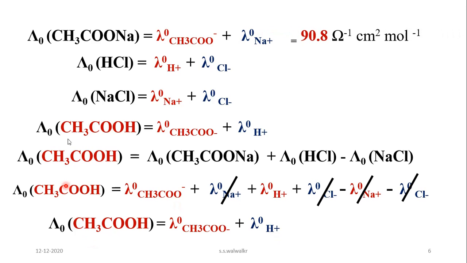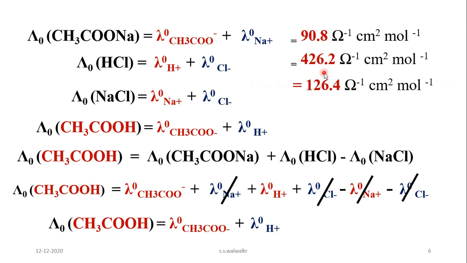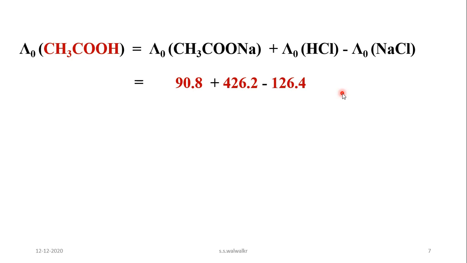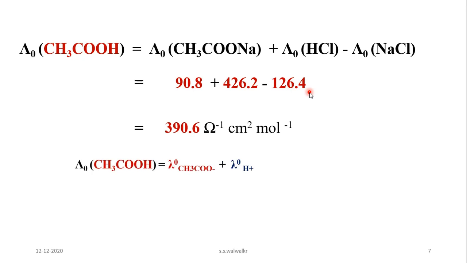The values of lambda 0 of sodium acetate are given as 90.8, lambda 0 of HCl is 426.2, and lambda 0 of NaCl is 126.4. So when you substitute these values in this equation, we will get 90.8 plus 426.2 minus 126.4, and that is equal to 390.6 ohm inverse centimeter square mole inverse. That is the molar conductivity at zero concentration of acetic acid.